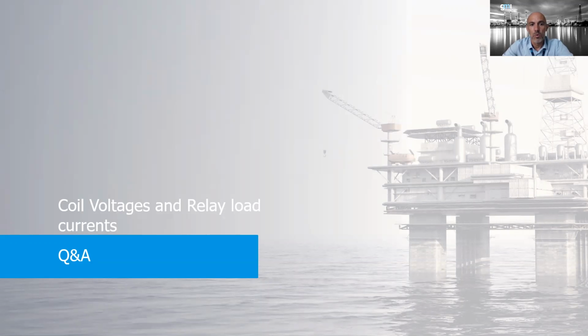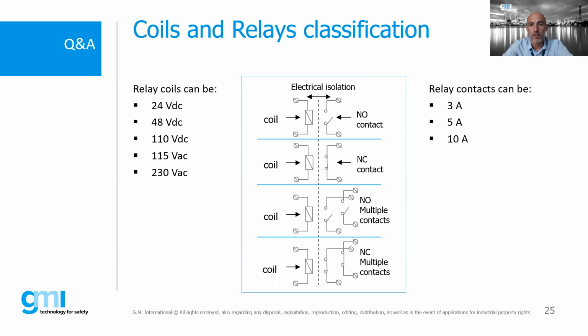Okay, so the other question was coil voltages and the relay load currents. We can offer different kinds of coils, so the output contact from your PLCs or DCS can be 24 volt, 48 for some cases, 110 VDC, 150 VAC, 230 VAC. Different single contacts or multiple contacts for normally open or normally closed. And the relay contacts can be 3, 5, or 10 amps. That is the relay classification.